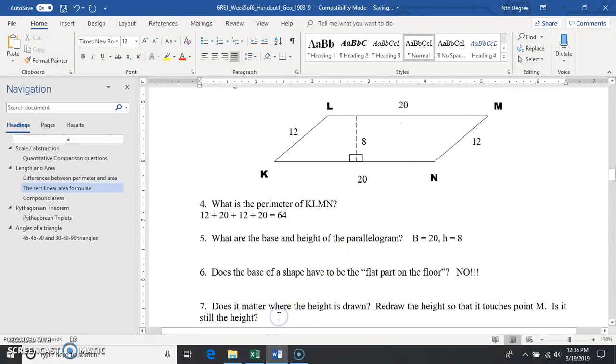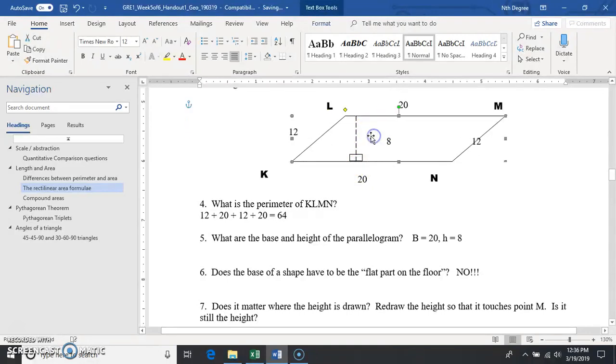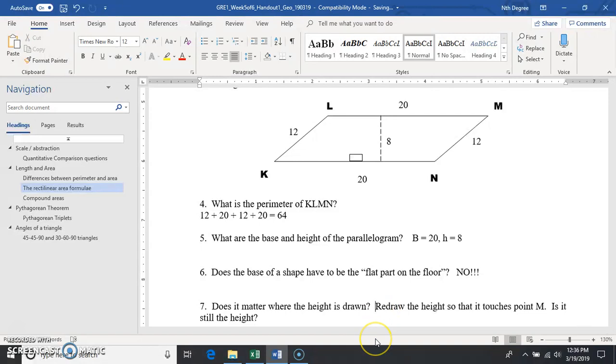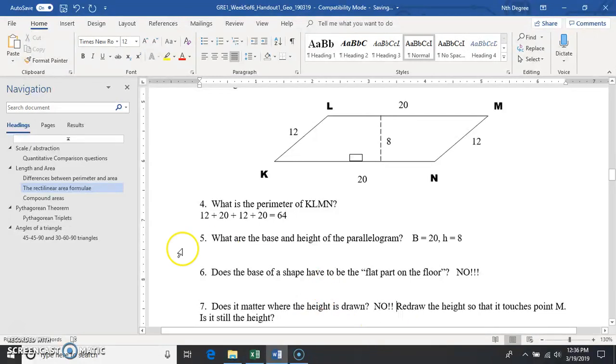Question 7, does it matter where the height is drawn? So I drew the 8 here. Does it really matter where it is, or could I put it over here? Is that still the height? Yes, it is. So the answer to this question, does it matter where the height is drawn? No. It doesn't matter exactly where it's located, as long as it's measuring the height of the shape.